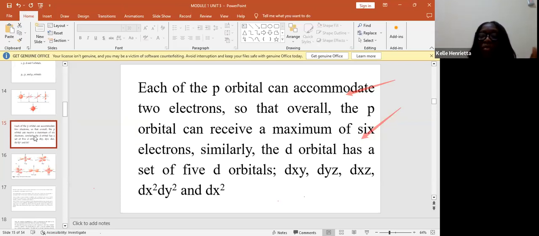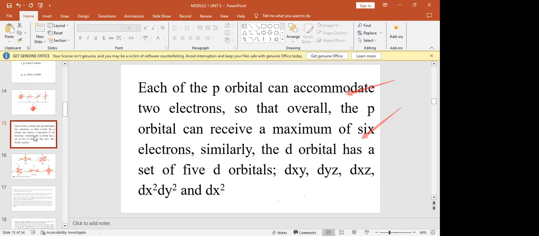So when you add it, you give a maximum of 10 electrons. Then the F orbital is divided into 7 orbitals. Each of those 7 orbitals takes a maximum of 2 electrons, in 7 places, giving you 14 electrons. So the F orbital takes a maximum of 14 electrons. I don't know if I've answered your question. Yes, ma. Thank you.